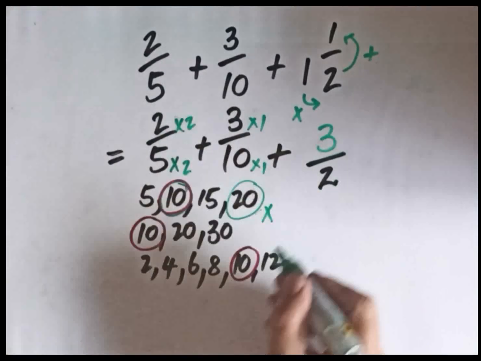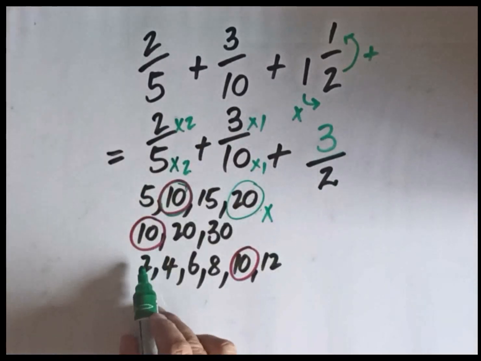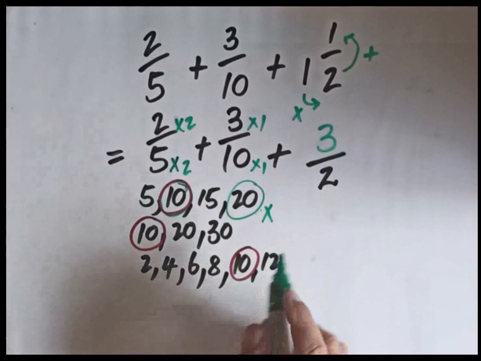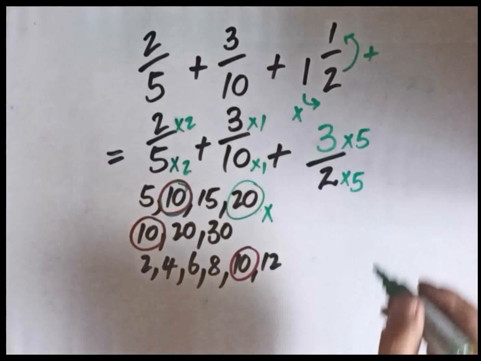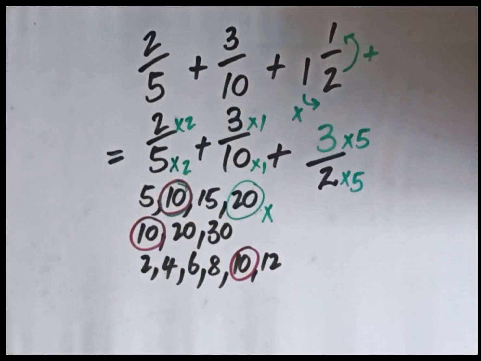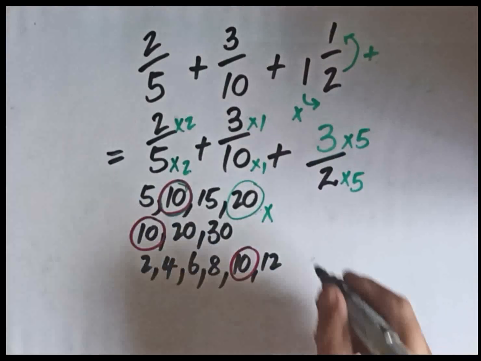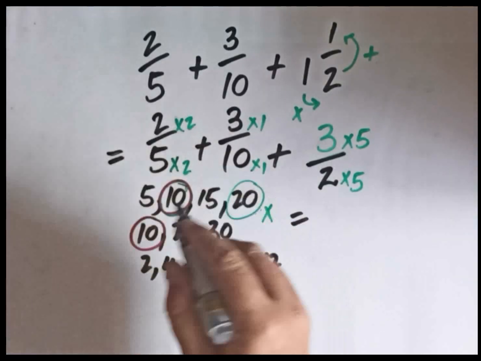With what did we multiply 2 to get 10? We count the multiples: 1, 2, 3, 4, 5. We multiply 2 by 5. What we do at the bottom, we do at the top. I'm a bit squashed for space, so I'm going to carry on working here. Now we do the calculations.